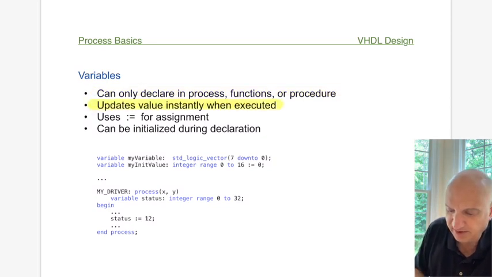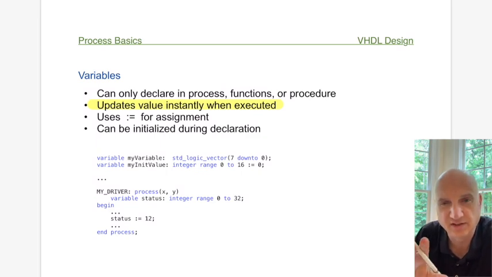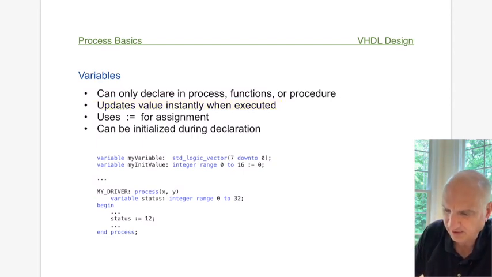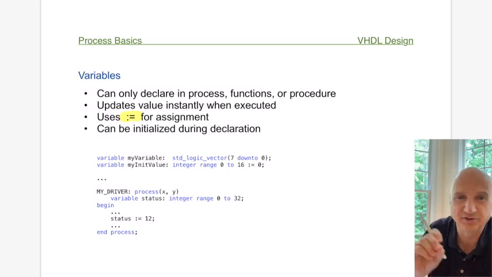Variables update instantly when executed. So as soon as a variable gets a new assigned value, that is instant, and then it propagates through the rest of the code. The reason I say this is that in the case of a signal, signals don't update instantly inside of a process. They actually update when the process ends. So variables are incredibly different in the way in which they are updated and handled inside processes. And to reinforce that difference, we use the colon equals symbol to represent assignment to a variable.